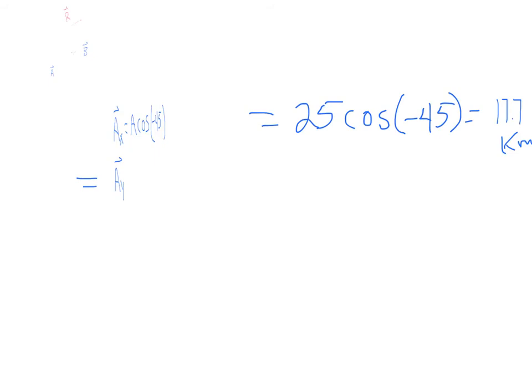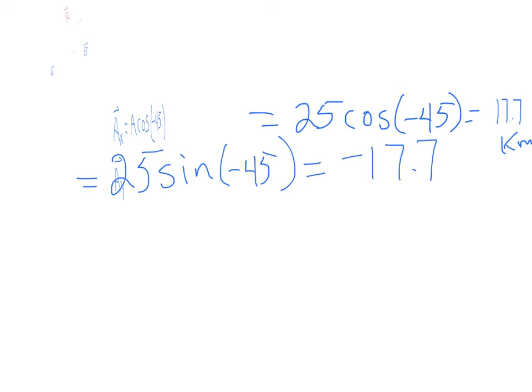To find the y component of the A vector, we're going to use A times sine of theta. So this is 25 times sine of a negative 45, which gives us a negative 17.7 kilometers. And this should make sense. We're at a 45-degree angle, so we're moving the same in the x as we are in the y, and this is negative because we're moving south and east. So that's the negative y direction. So that is good. That's what we want.